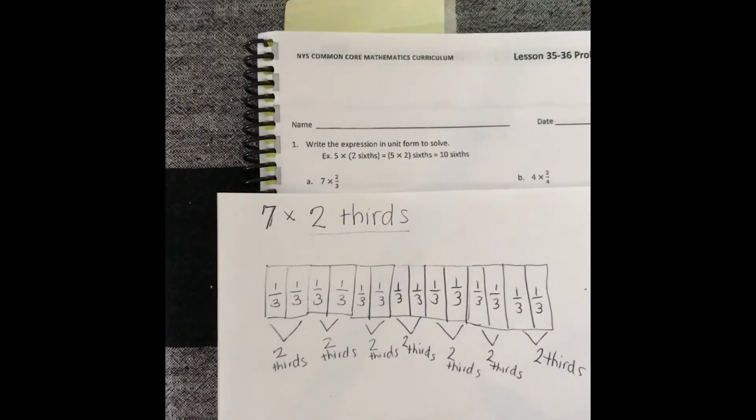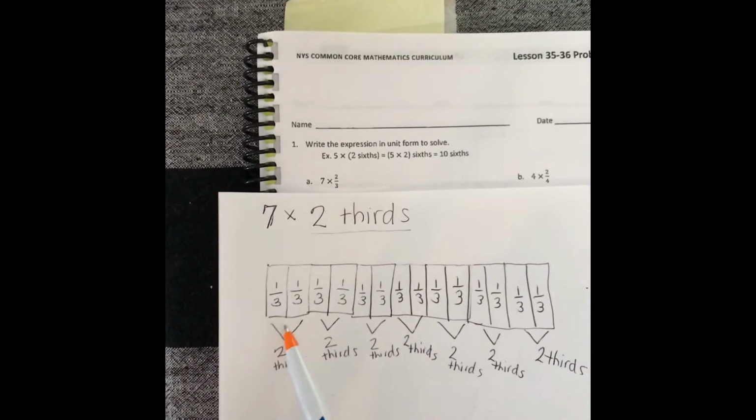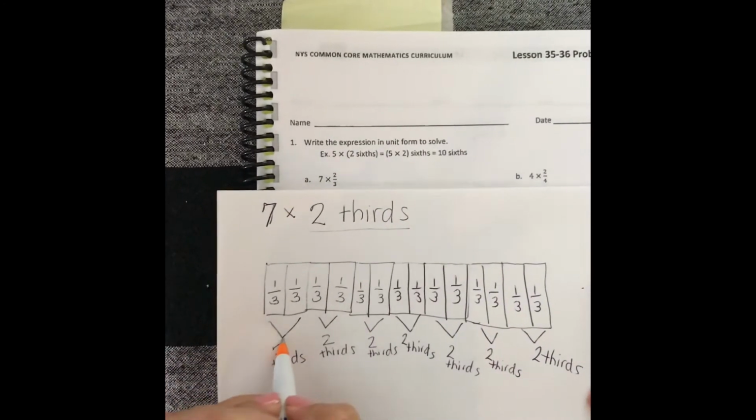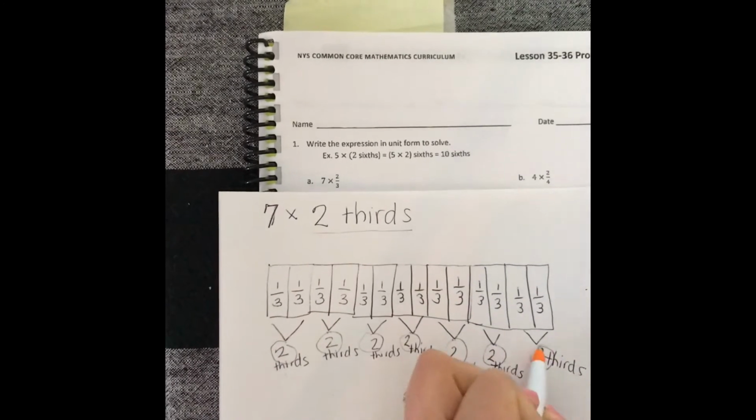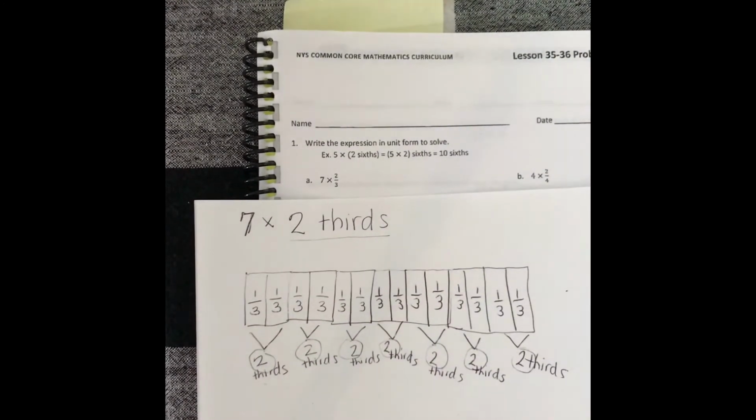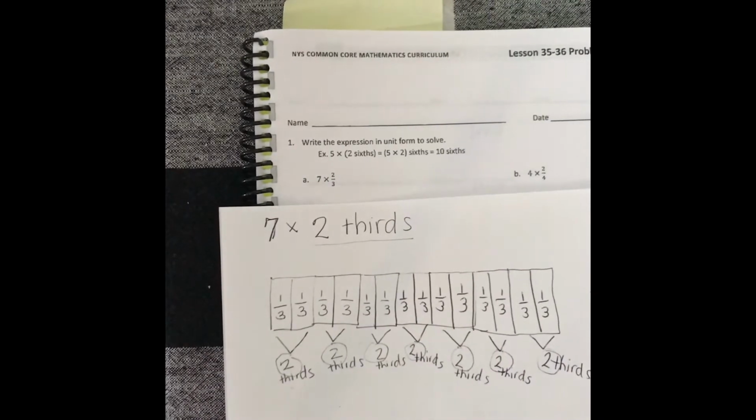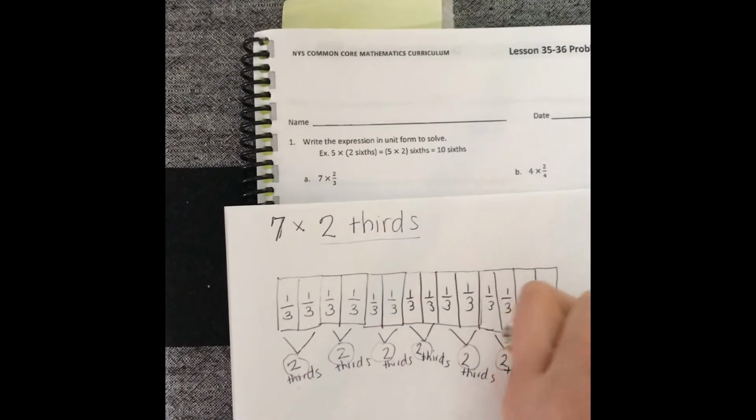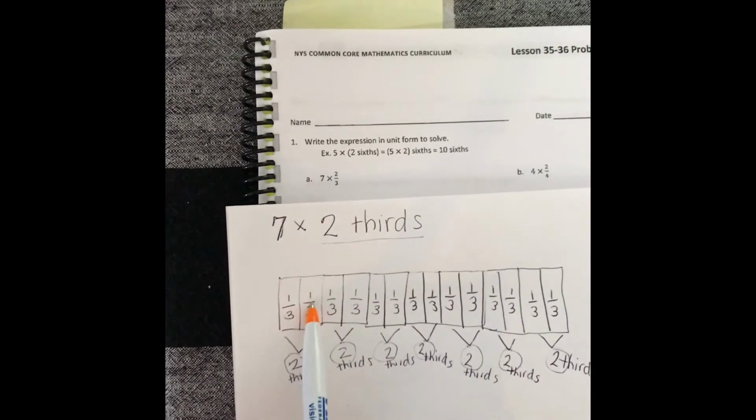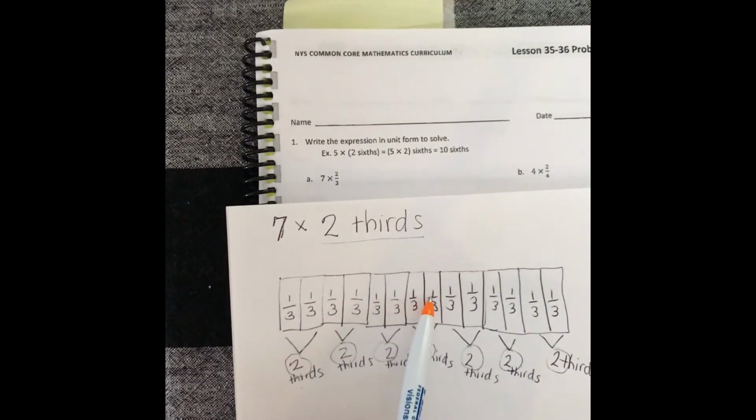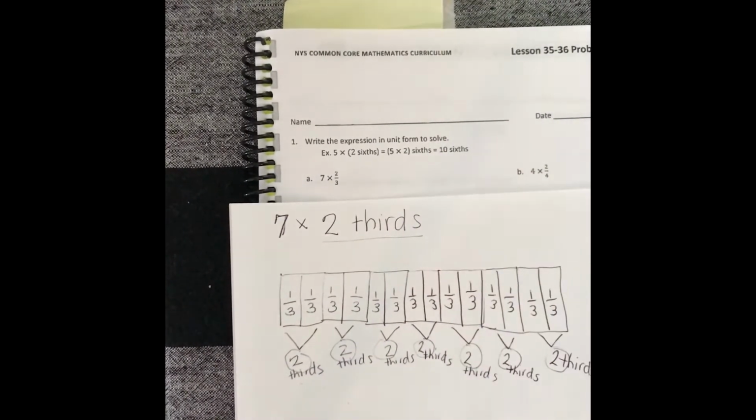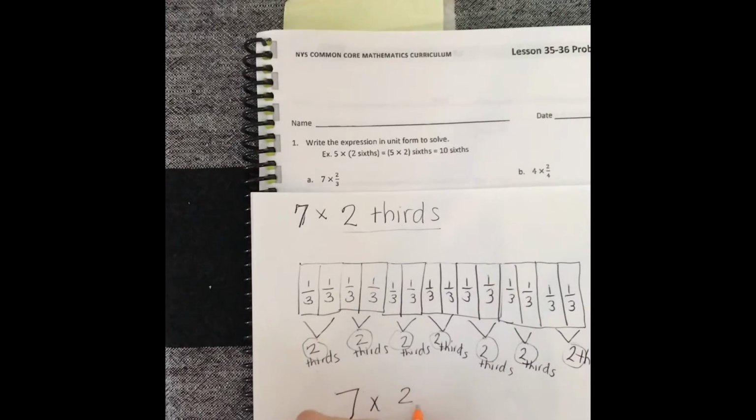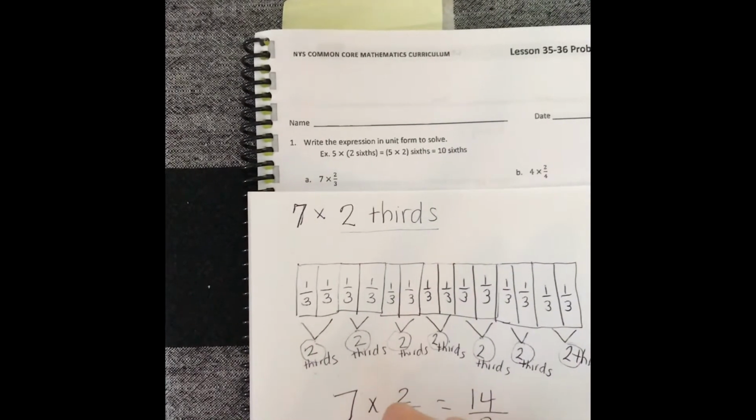Okay, so if you check it out, what I did was I did 2/3, a third and a third, 7 times. So let's double check that I did 7. 1, 2, 3, 4, 5, 6, 7. And now we're going to count them up and see how many 1/3s we have. 1, 2, 3, 4, 5, 6, 7, 8, 9, 10, 11, 12, 13, 14. We have 14 thirds. So 7 times 2/3 equals 14 thirds.